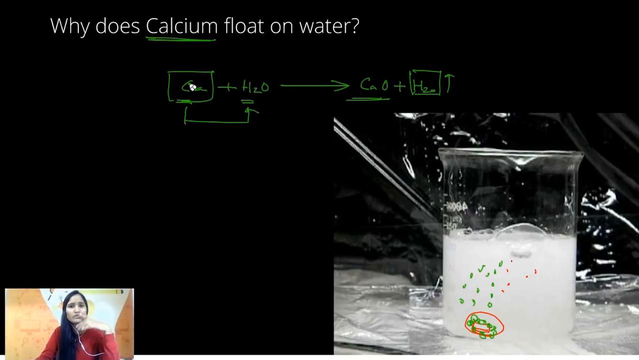Why does it happen? Are you still confused with the answer? It happens because carbon dioxide is heavier than air. The mass of 1 mole of carbon dioxide is 44 grams, and it's heavier than the actual air around us. That's why it settles down. Carbon dioxide commonly settles down at the bottom, on the ground.